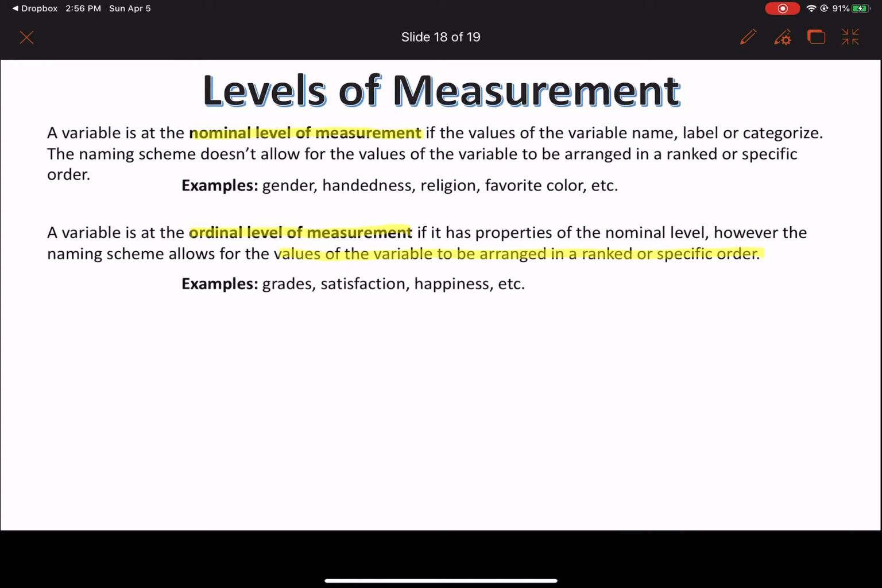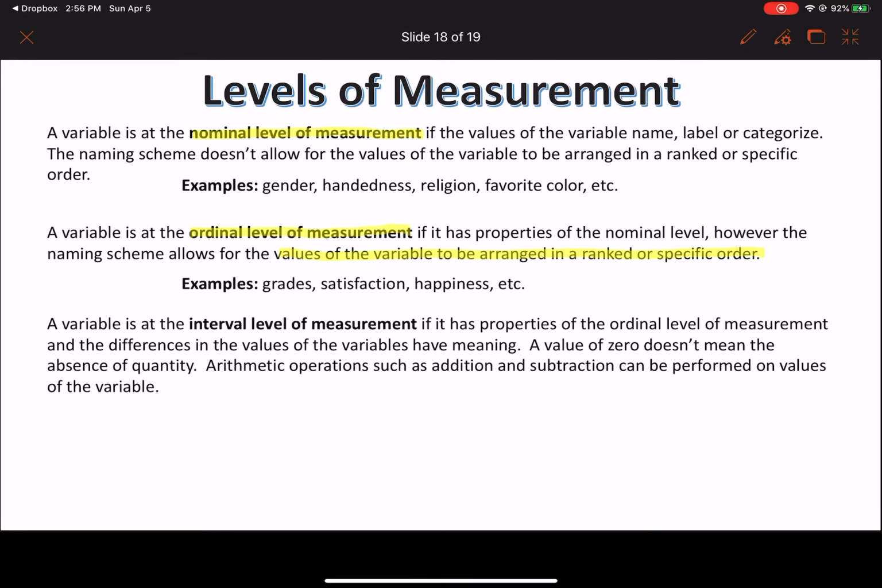Satisfaction. So a lot of times, when you do satisfaction surveys, you get something like highly unsatisfied, unsatisfied, neither satisfied nor dissatisfied, satisfied, highly satisfied. It has all of those different levels and they go in certain orders. Happiness can kind of be the same way. You can order those. How about levels of pain? Have you seen that in the doctor's office where they ask you your pain level? That's another thing that would be an ordinal level. So things that can be ordered like that.